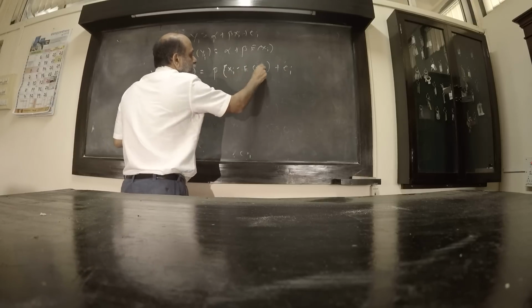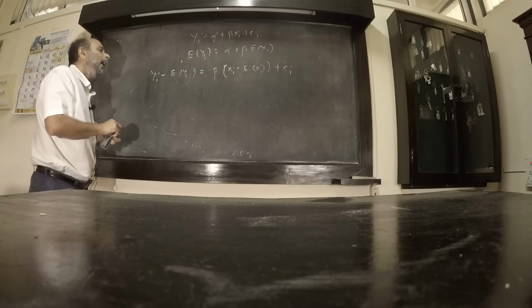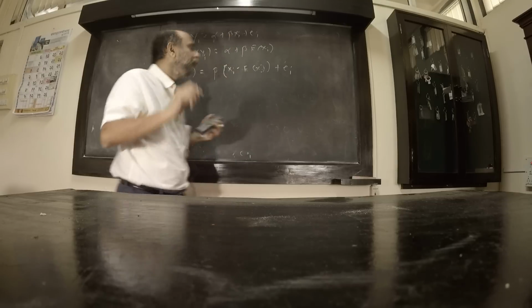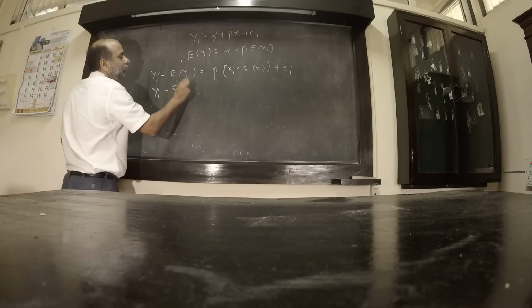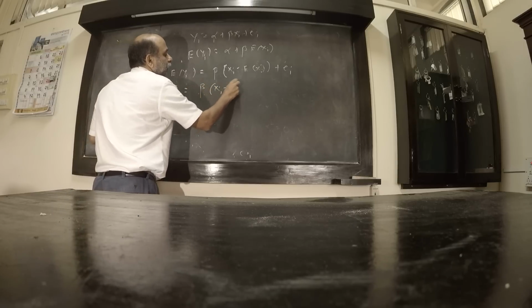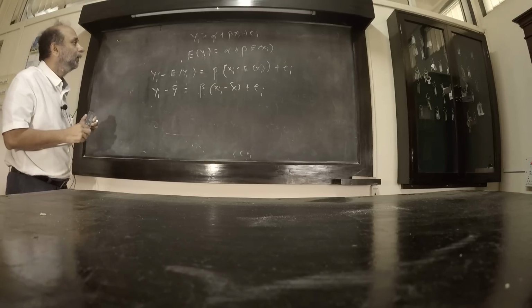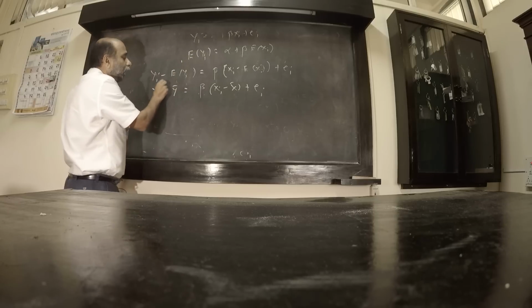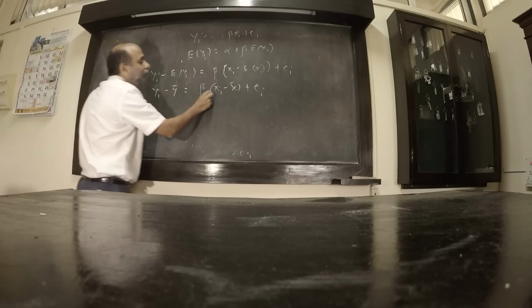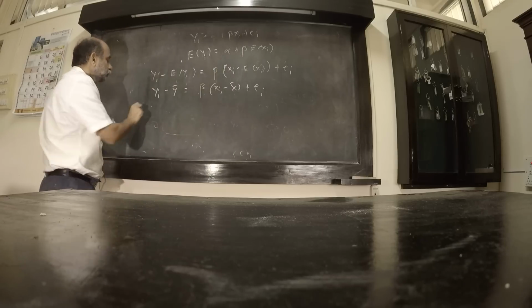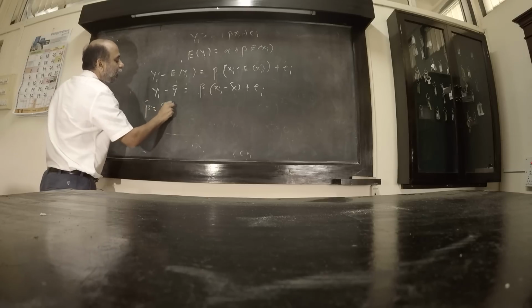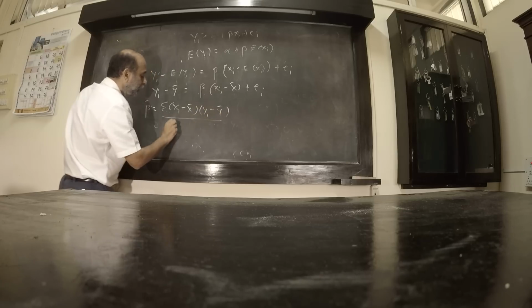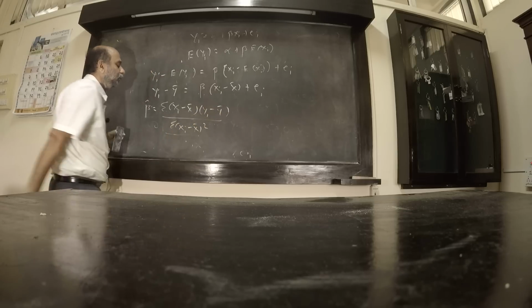Just to make this clear. Now, do I have expectation yi? No. But I can replace that expectation yi by the sample counterpart, which is y bar. So I have yi minus y bar is beta xi minus x bar plus ei. Now you see, this is the same problem as the past, if I think of yi minus y bar as yi, and if I think of xi minus x bar as xi. So the formula for beta hat will now be, I'll have to replace xi by xi minus x bar, replace yi by yi minus y bar, and replace again xi with xi minus x bar square.